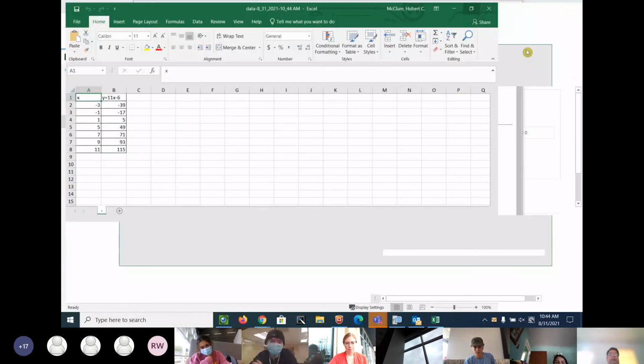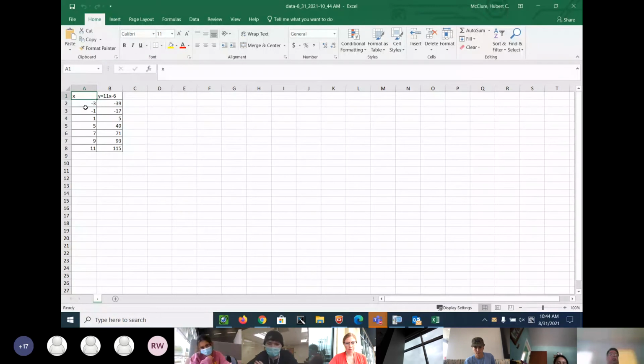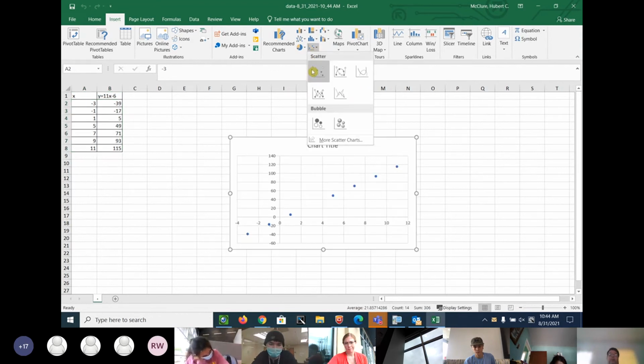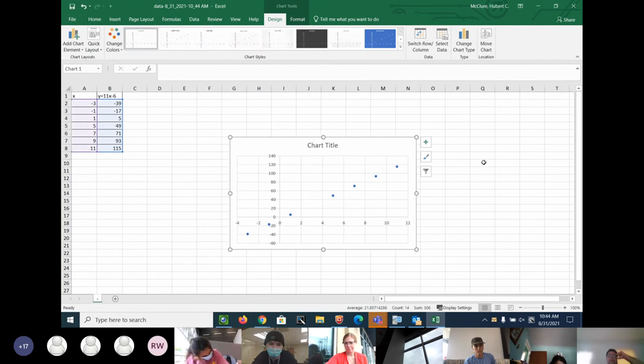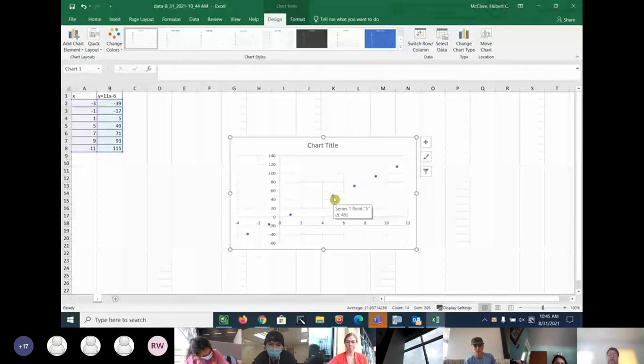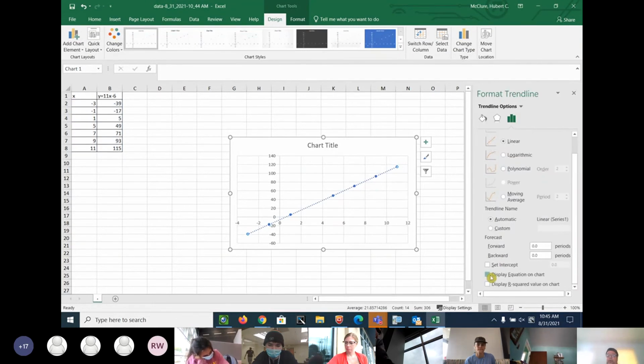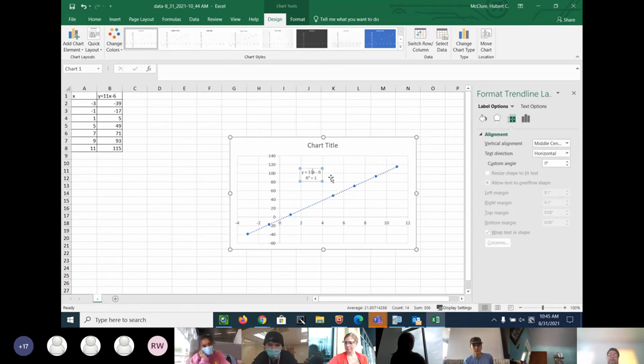All right, so here is the function. I'm going to copy these right here, and go up to Insert. You can do a scatter plot. And there is the scatter plot. You can actually right click on one of those and hit Add Trend Line, and it will give you a formula for that line.